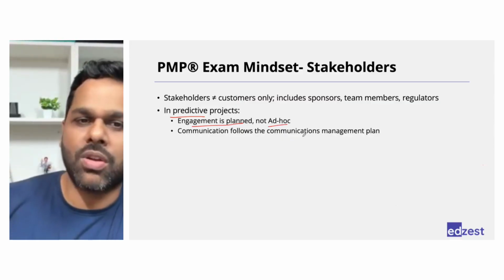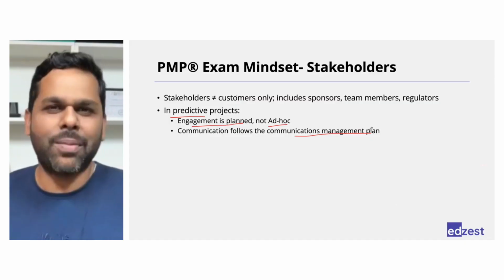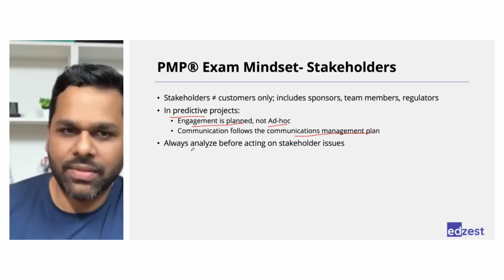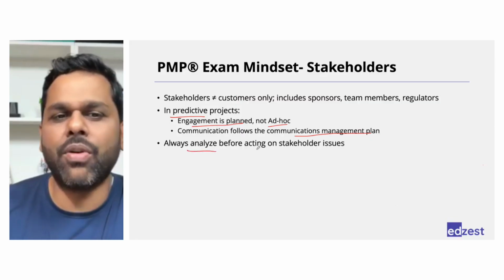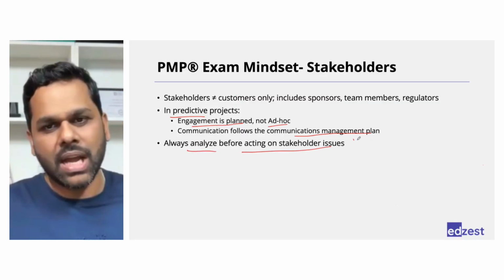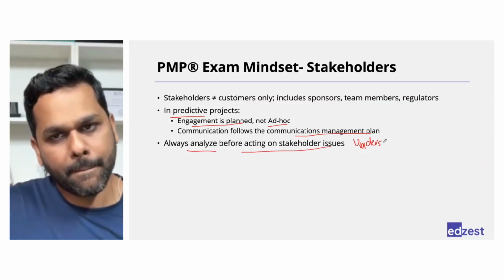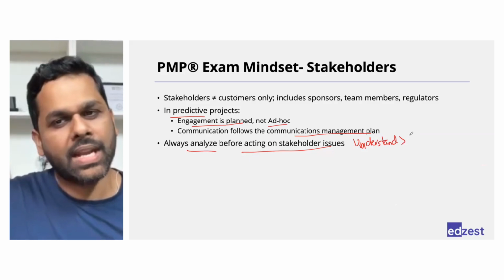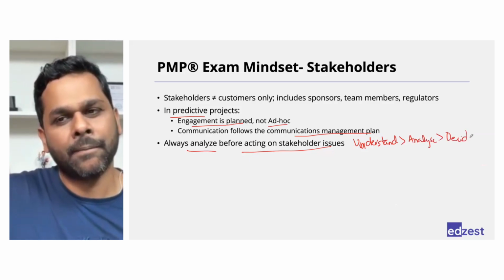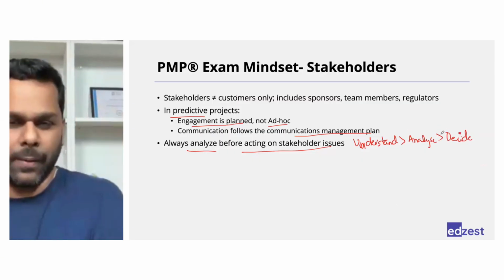Second, communication must always follow the communication management plan. This is a no brainer. Whatever you have planned, you have to implement. Again, one thing that we keep discussing: always analyze before acting on stakeholder issues. It follows the same mindset. Understand, analyze, and then decide. Never the other way around. Never jump to a decision. Never jump to action.